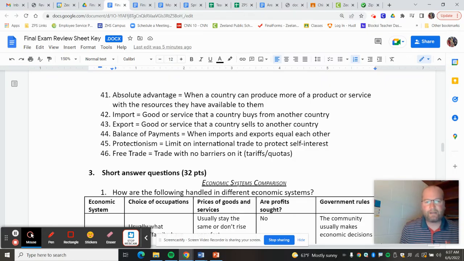And lastly, free trade. That's trade with no barriers on it, tariffs, quotas. And we talked about there have been some free trade agreements. Like we said, NAFTA, the North American Free Trade Agreement, is a free trade agreement between Mexico, Canada, and ourselves, where we don't put quotas on each other, we don't put tariffs on each other.